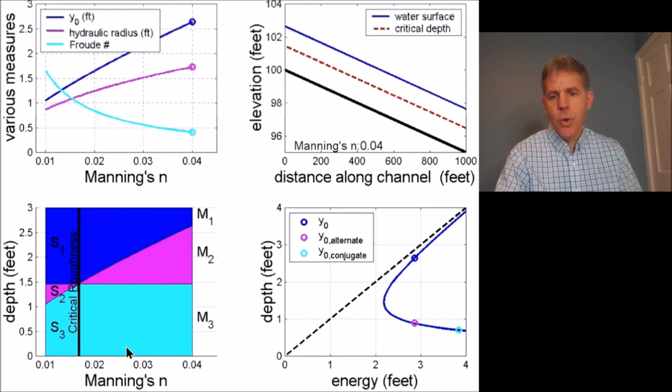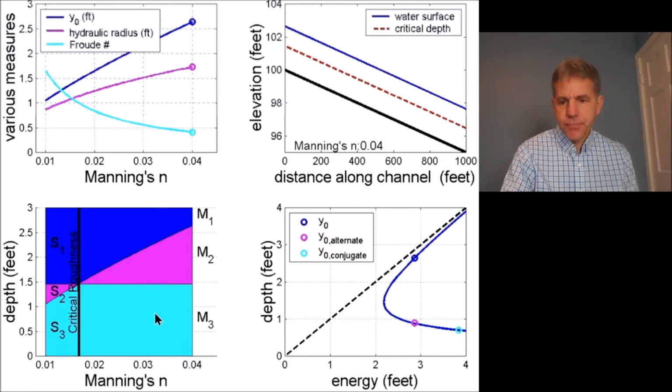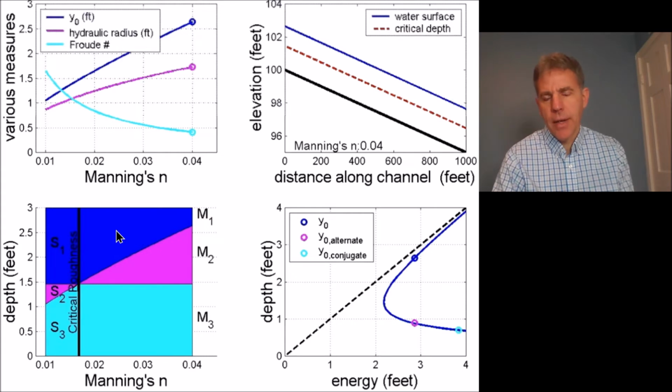On the other side of the coin, when the roughness is larger and therefore the flow is mild, for depths less than critical depth, we'll have M3 curves. For depths that are less than normal depth but still greater than critical depth, that's where the M2 curves will live. And then for depths that are greater than normal depth and mild, those will be the M1 curves.